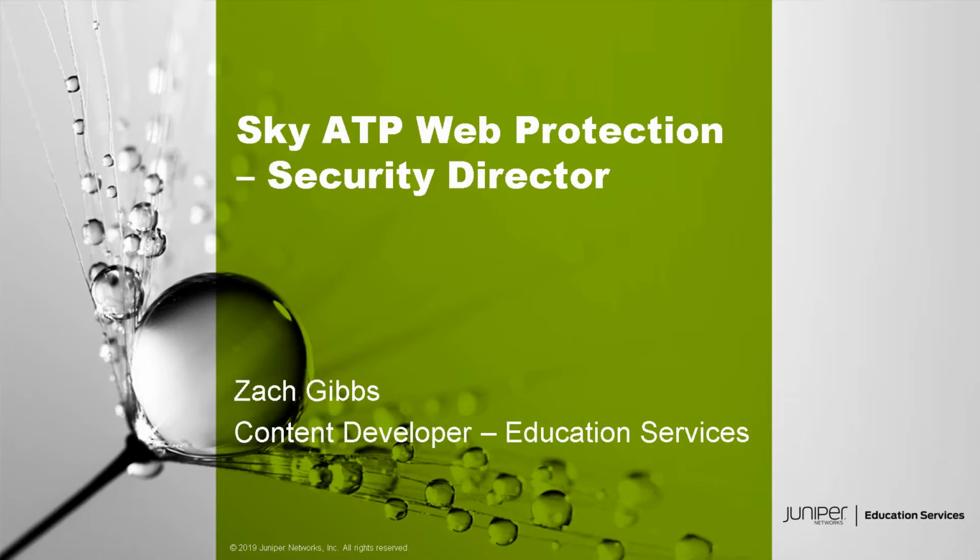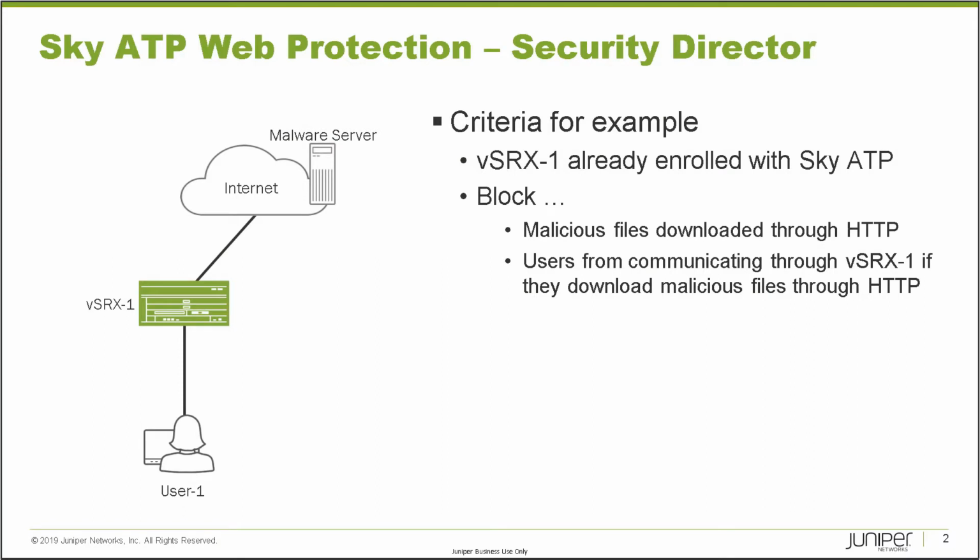And today we will be discussing the Sky ATP Web Protection Security Director Learning Byte. So here's our example. In this example, we have VSRX1, which is connected to user 1, and then VSRX1 is connected to the internet. Now this allows the user to access the internet and potentially download something bad from the malware server. All right, so what do we want to do?